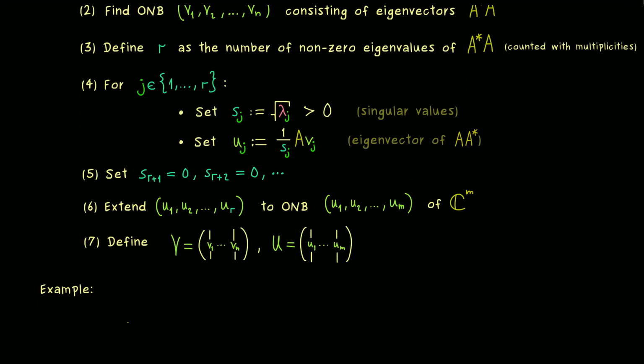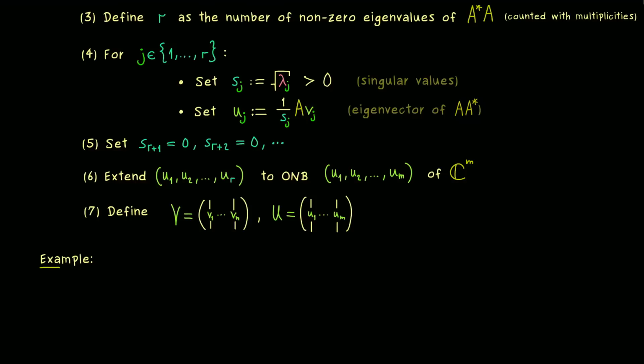And with that I would say we are finally ready for a nice example calculation. And I want to keep it simple, so let's take a 2 times 2 matrix. And the entries are 1, square root of 3 and 2.